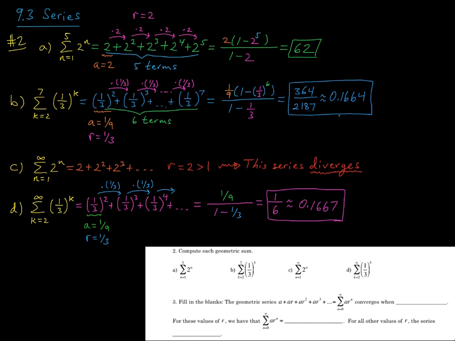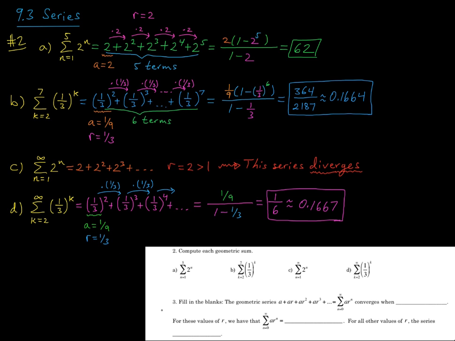Notice that it's just slightly larger than our answer to part B. It makes sense that these are relatively close. The fact that this is so close says that really these tail end terms, 1/3 to the 8th and so on, are just not going to contribute very much to the sum. All right, very good. That does it for question 2.